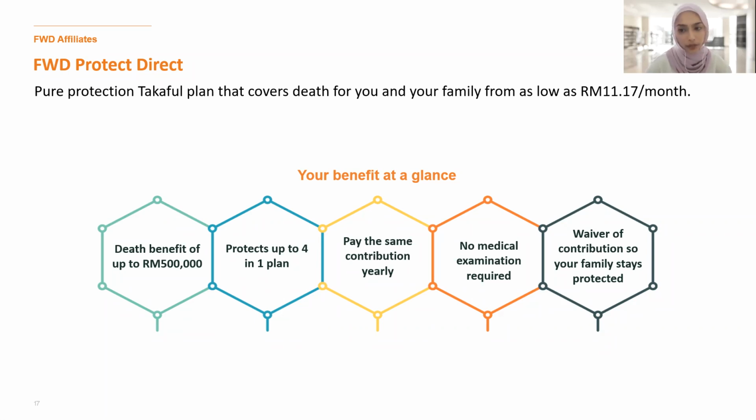So here are some of the key benefits that you get out of the plan. You can get a death benefit of up to 500,000. Like I mentioned, the plan is a family takaful plan, which means you can cover up to 4 people in one plan. And it's a level contribution, which means every year you pay the same contribution. So for example, if you take the certificate of the plan for 15 years, and when you register, your contribution is 30 ringgit a month, you will be paying 30 ringgit a month for that whole 15 years. And the best part about the plan is that there is no medical examination required. You just have to answer the underwriting questions that are part of the application process, and you will be eligible for the plan.